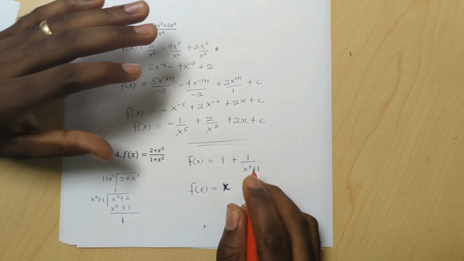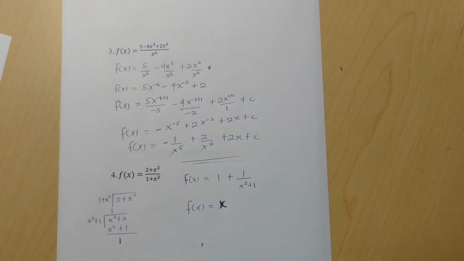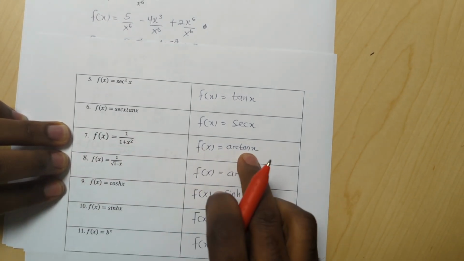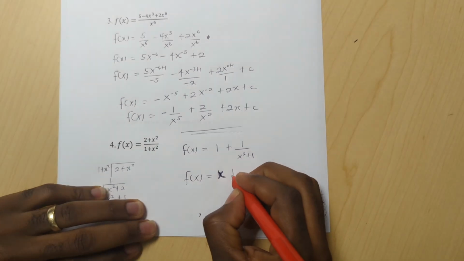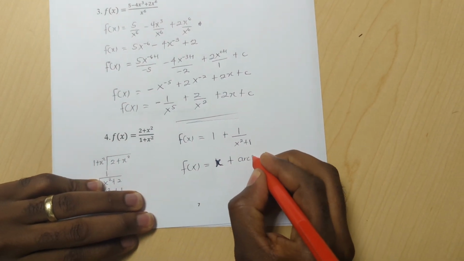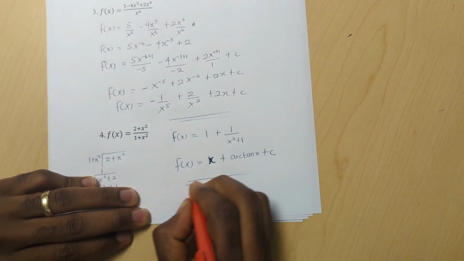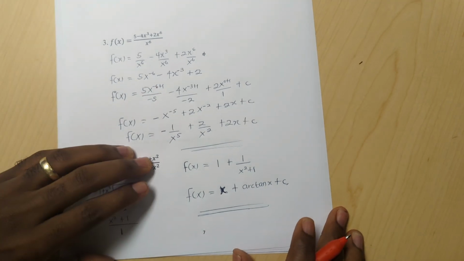I hope you get that. Then this 1 over x squared plus 1 is looking like this, right? So the antiderivative will be what? Arctan x. So we can say plus arctan x, then plus our constant. Then this becomes the antiderivative of this particular function.